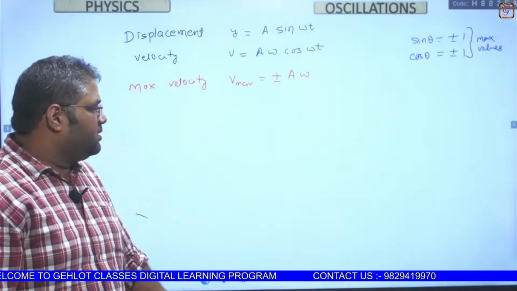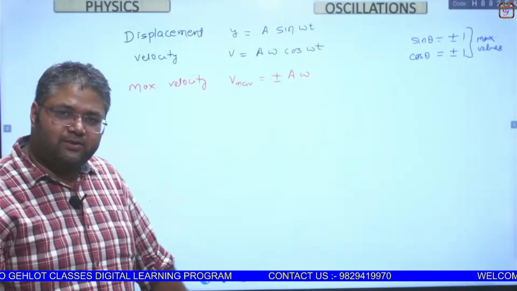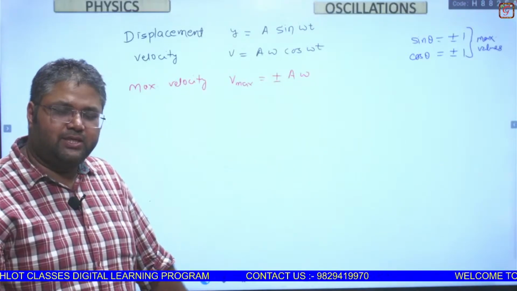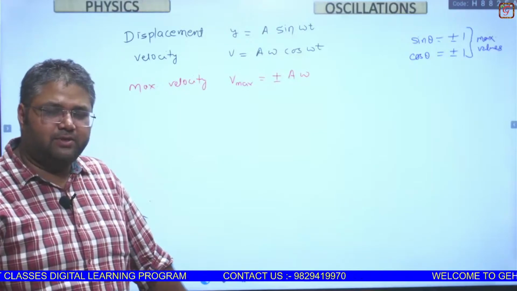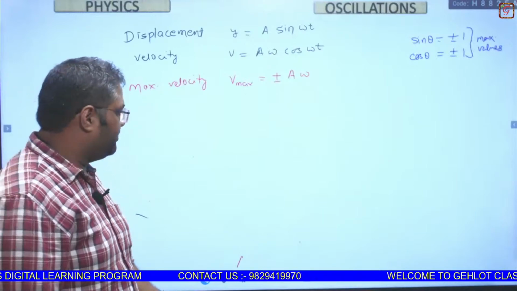So what is the plus? If the object is moving in forward direction, we will take the velocity as positive, and if the object is moving in backward direction, we will take the negative sign. So V max = plus minus a omega.